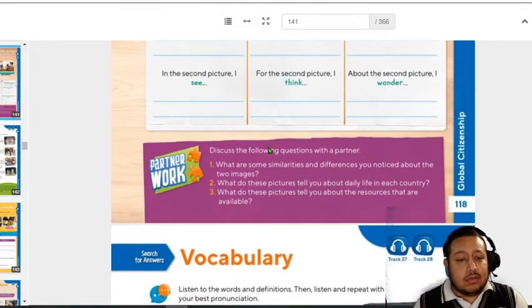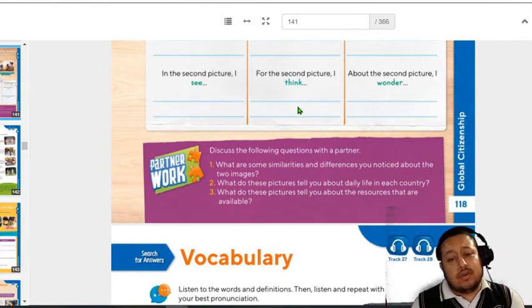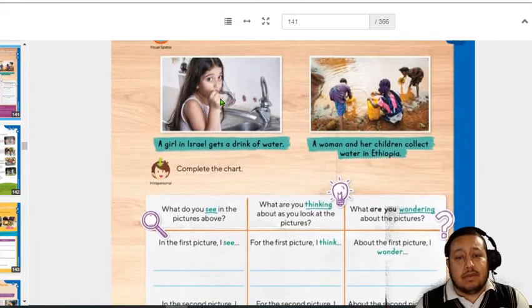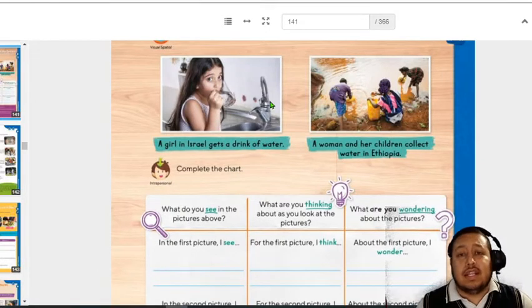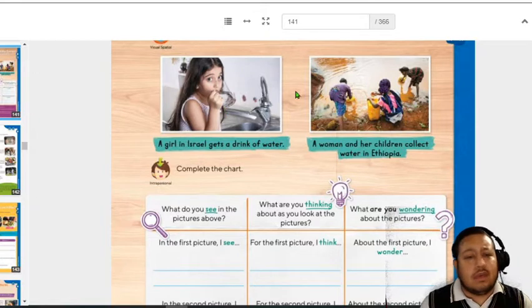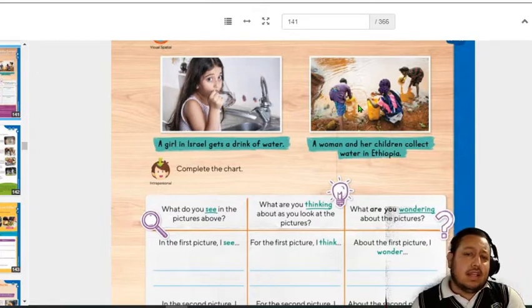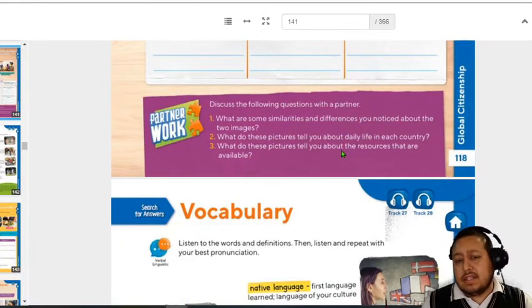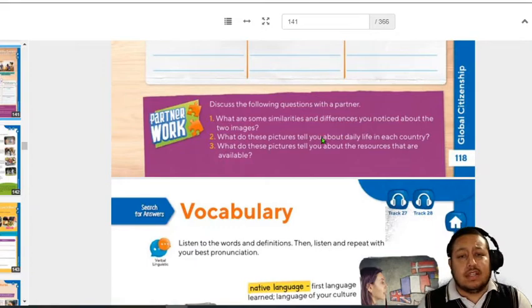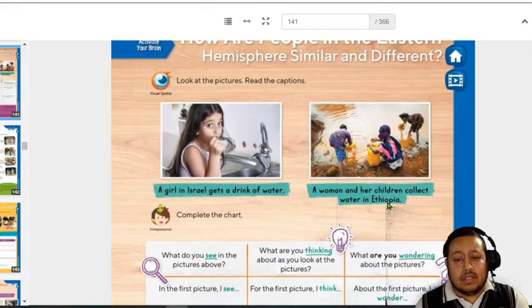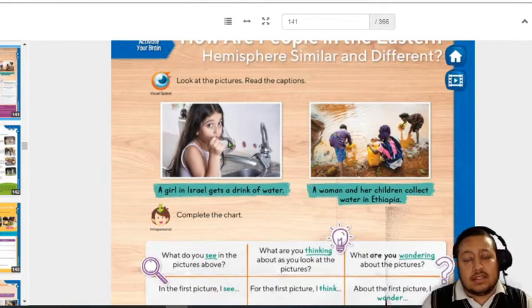And the next, number 3, what do these pictures tell you about the resources that are available? Entonces, ¿qué te dicen las imágenes de las cosas que tienen disponibles para su bienestar? Ella, me imagino, tiene todo, right? Tiene agua, luz, a lo mejor hasta internet, televisión. ¿Y qué hay de ellos? ¿Qué es lo que estas imágenes te dicen sobre los recursos que están disponibles para las personas en cada uno de los lugares, en Etiopía y en Israel?